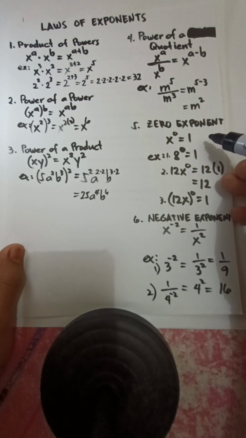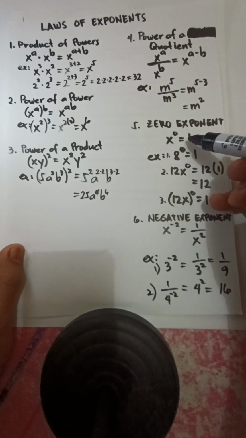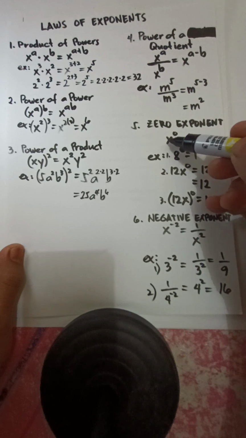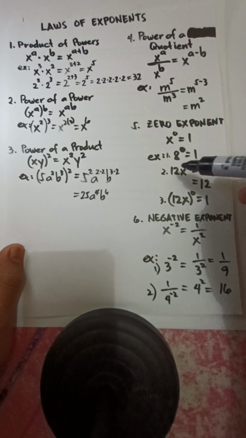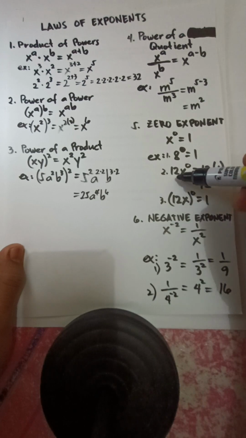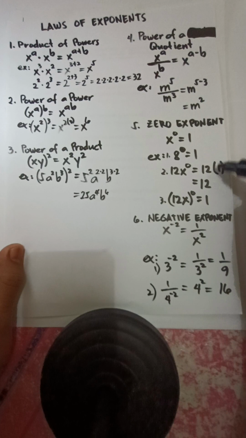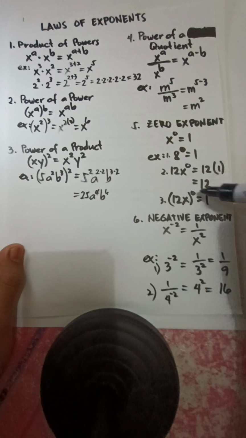Zero exponent. X raised to 0 is equal to 1, or any variable or any number raised to 0 is always equal to 1. Example, number 1, 8 raised to 0 is equal to 1. Number 2, 12x raised to 0 is equal to 12 times 1, because only the x has the exponent 0. So only the x becomes 1. So equals 12 times 1 is 12.